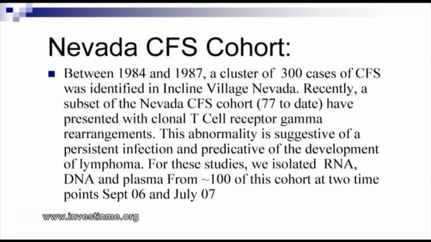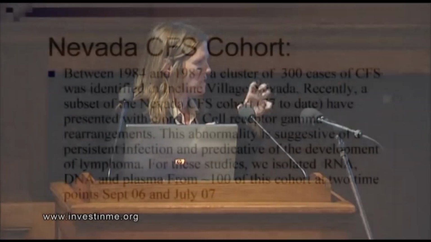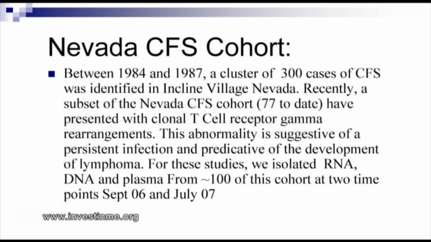So let's first talk about the cohort, because the topic today is to look at difficult cases. Now, we heard a lot about this cohort last night and today, so I won't belabor it other than to say that in the cohort from the outbreak of Incline Village in Dan Peterson's practice, a significant subset of those, 77 of those to date, have presented with an immunological defect, if you will, known as a clonal T-cell receptor gamma rearrangement. And that means it's an innate immune response. It's not the typical rearrangement of the alpha-beta T-cell.